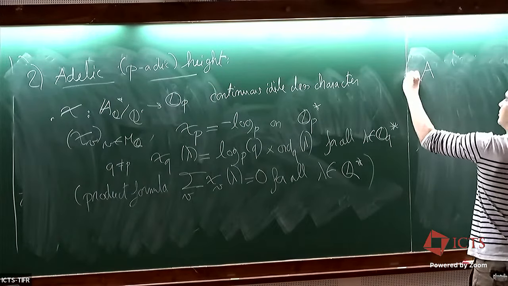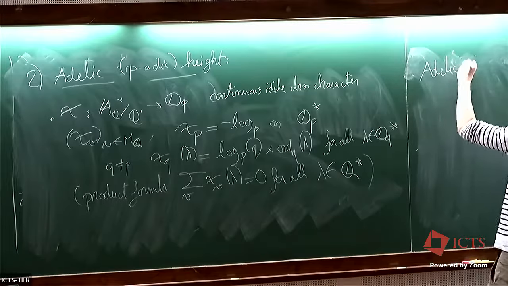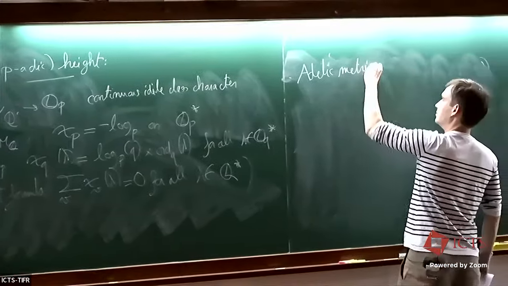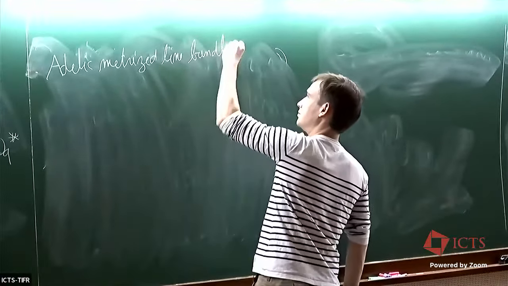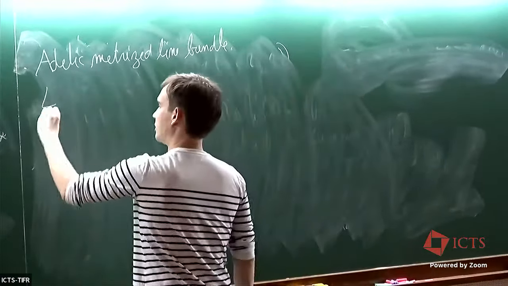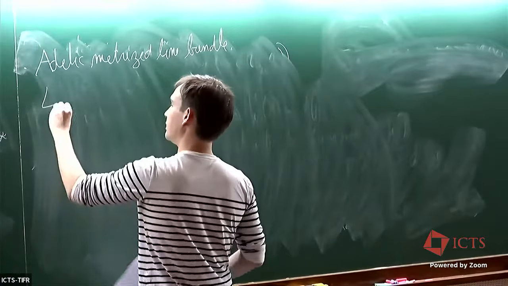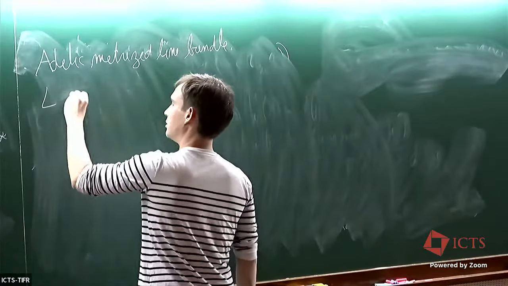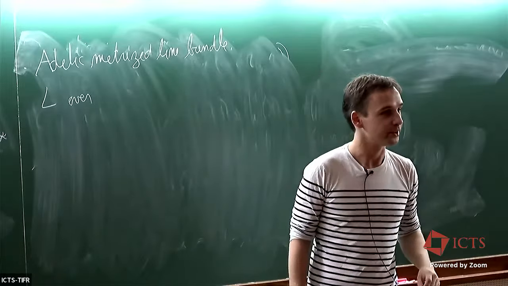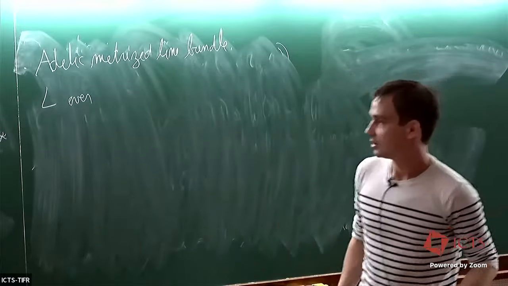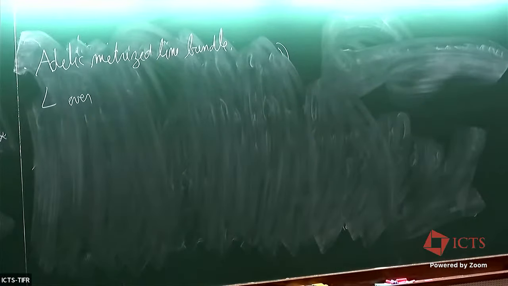Now, what is an adelic metrized line bundle? The L, so let's call it for now symmetric. Sorry? It's times the order, yes. Yeah.